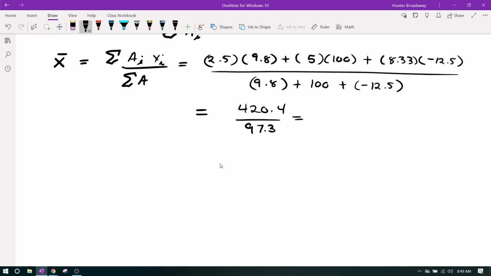And then divide those two onto each other. So it's 420.375 divided by 97.3. And that comes out to be an x location of about 4.3 units. 4.32, but I think we'll just go with 4.3 since we didn't exactly have that much precision on our measurements at the very beginning. So we'll say about 4.3.